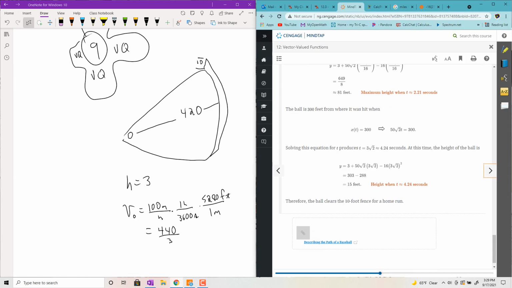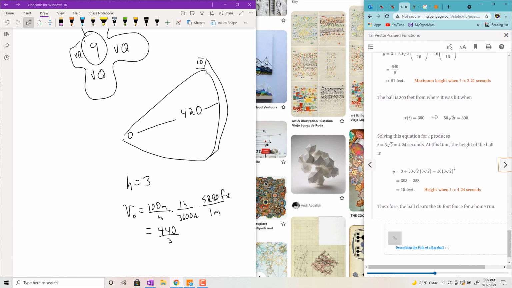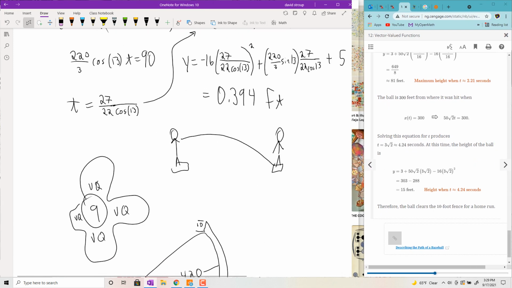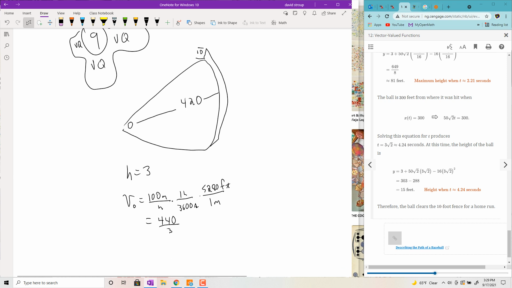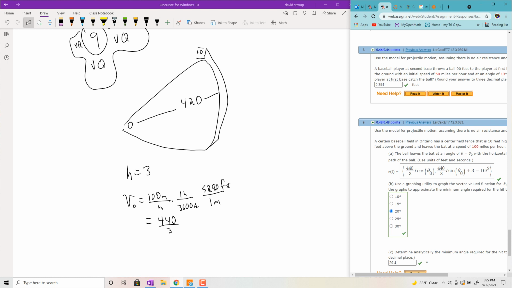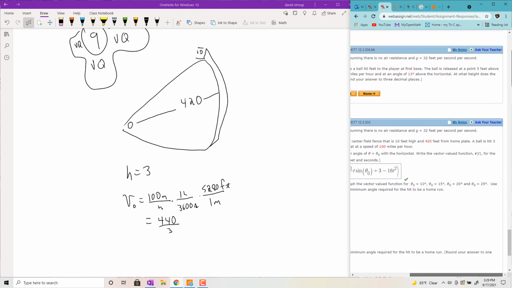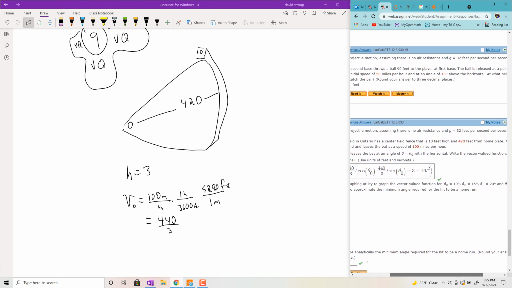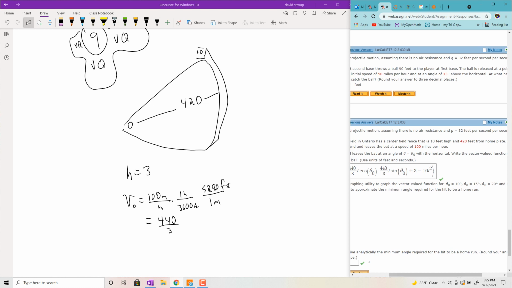Let's see what they want. I want you to move over so I'm not cramping my style, all right? Okay, there's that. So a certain baseball field in Ontario has a center fence that's 10 feet high and 420 feet away from home plate. A ball is hit 3 feet above the ground, leaves the bat at a speed of 100 miles per hour, which is 440 thirds feet per second.